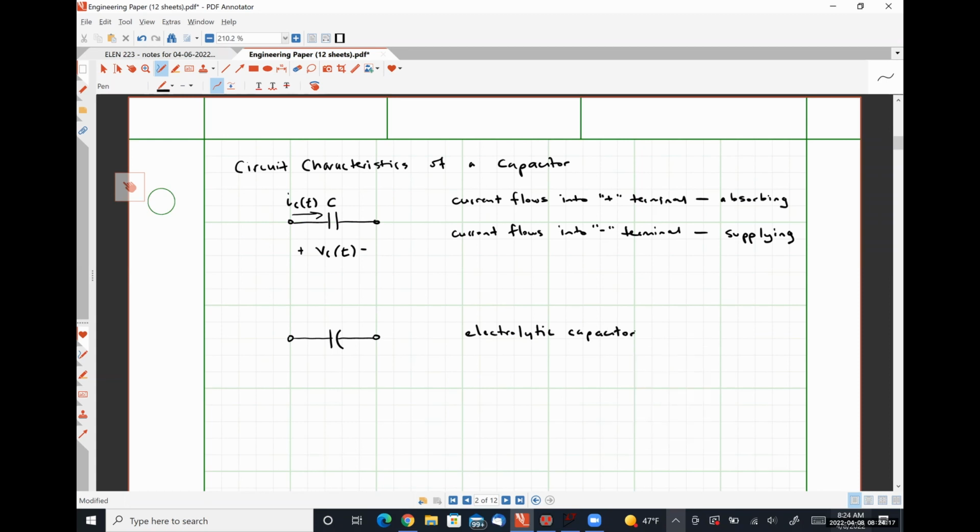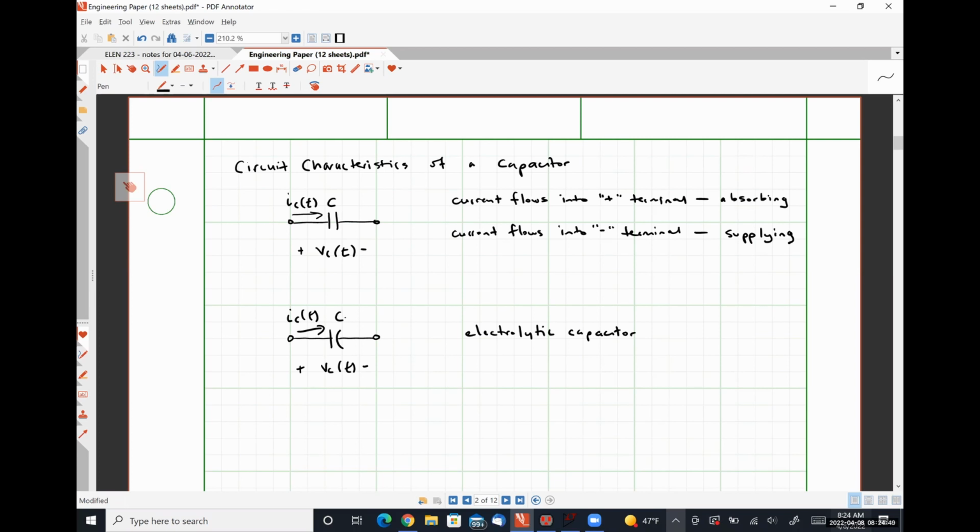In an electrolytic capacitor, the positive polarity terminal is on the left, and the negative polarity terminal is associated with the curved portion. Here is our current IC, and here's our capacitor value C. Electrolytic capacitors are polarized, so they have a very fixed polarity. If you apply a voltage of the wrong polarity, they will actually physically rupture.